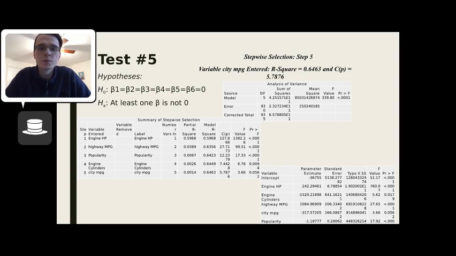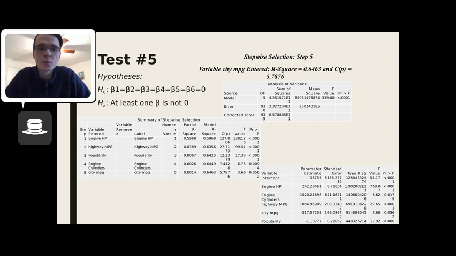From the stepwise method results, we can see that at least one of the betas is not equal to 0. In the test, we can see that our p-value is significantly less than our alpha. Therefore, we will reject our H0 hypothesis.